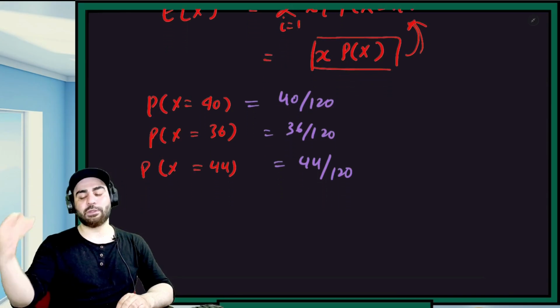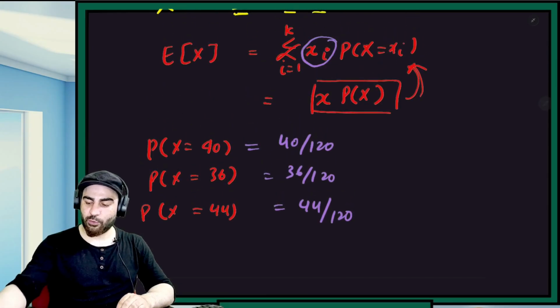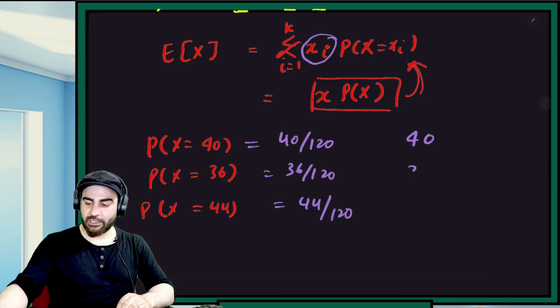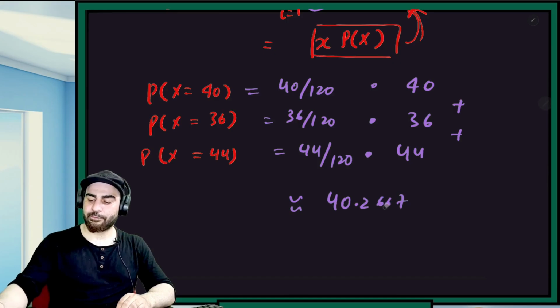Now, in order to compute the expectation, you just have to multiply each x_i, which here is 40, 36 and 44, by its probability, and add them up. When you do this, the number comes out to be 40.2667.